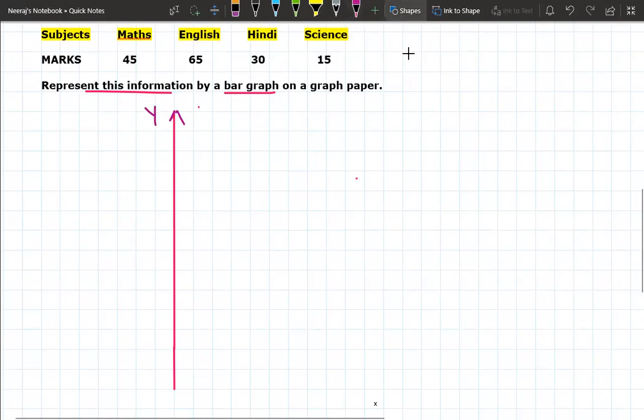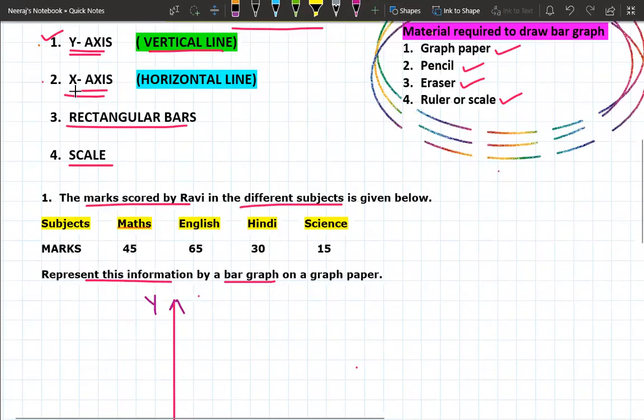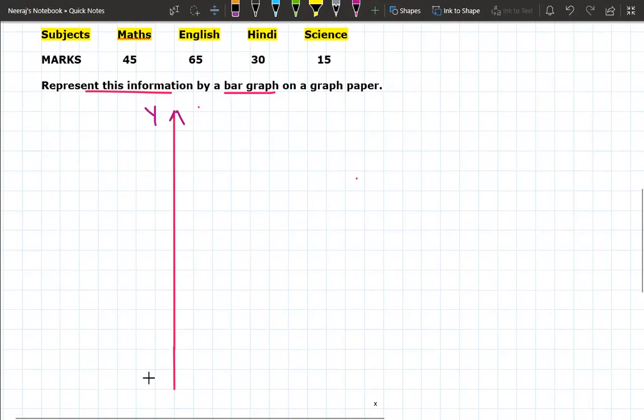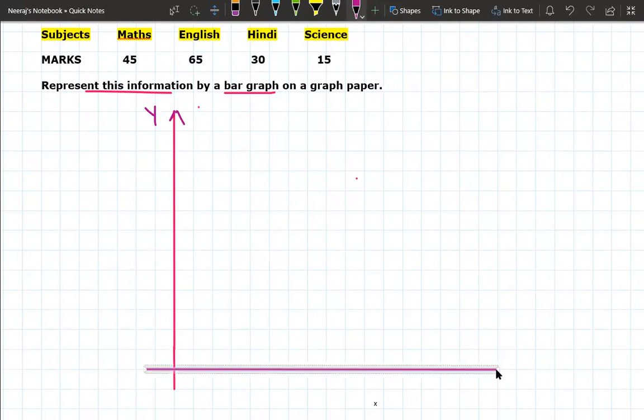In the same way, we will draw the x-axis, because the second part is that you have to draw a horizontal line, the x-axis. For it, we draw a second line, crossing this y-axis. Again you need to give a name to the x-axis, that is x. So as you can see, we have drawn the y-axis, which is a vertical line, and a horizontal line called the x-axis.